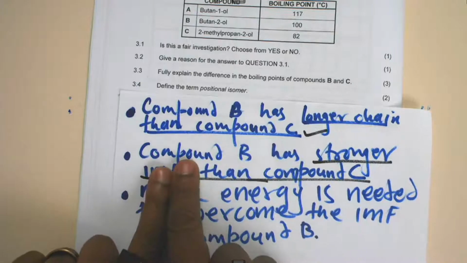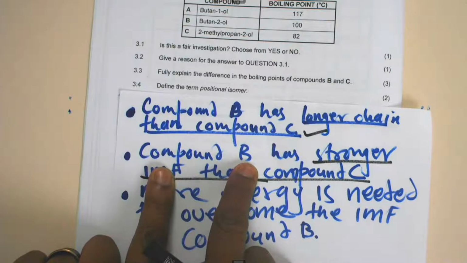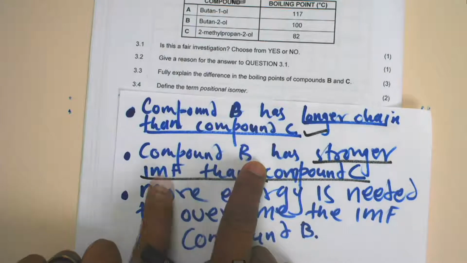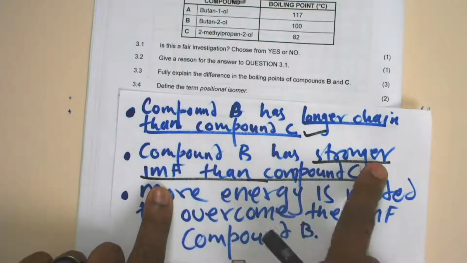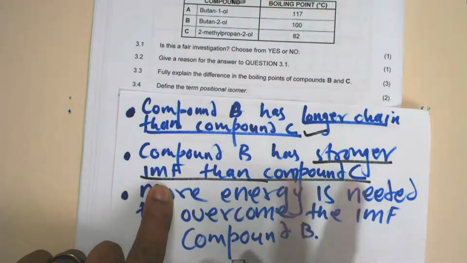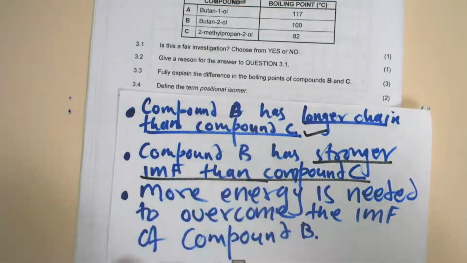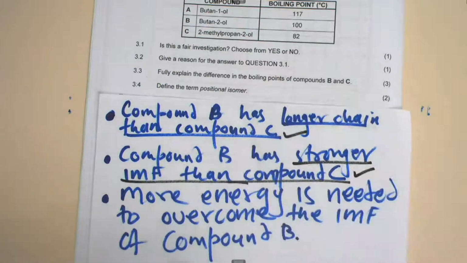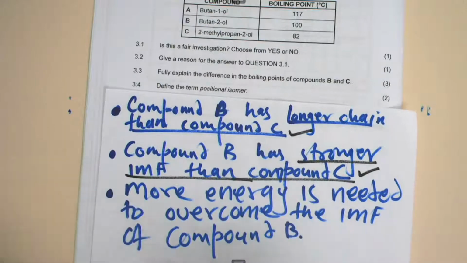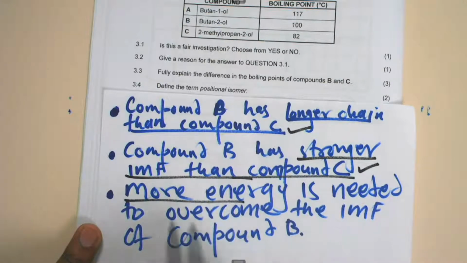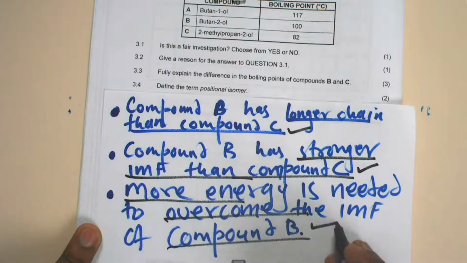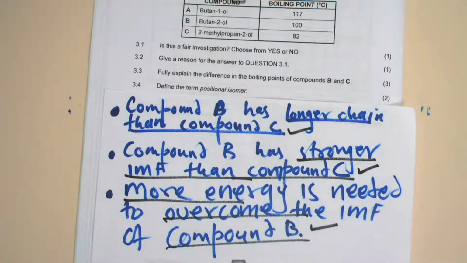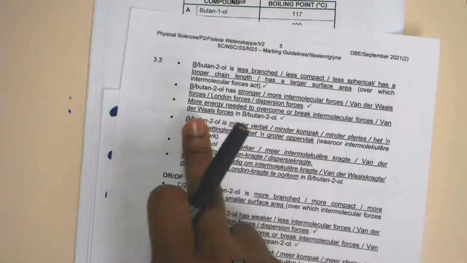So it's easy for me to say compound B and C, because they are alcohols, they have strong hydrogen bonds. But compound B has stronger intermolecular forces than C. Then I will get another mark for that. Then more energy is needed to overcome the intermolecular forces of C. That will be another mark also, for 3 marks.